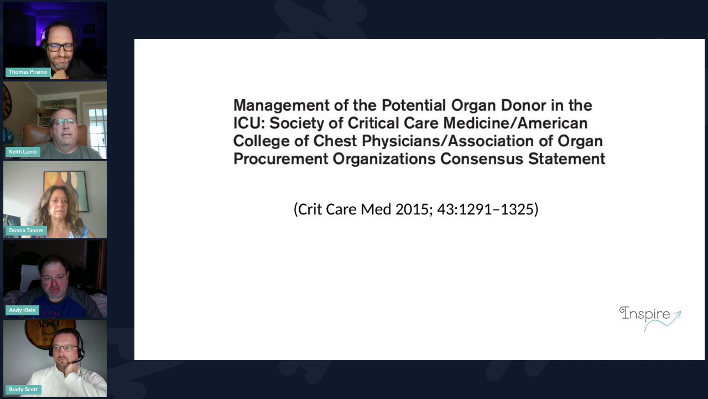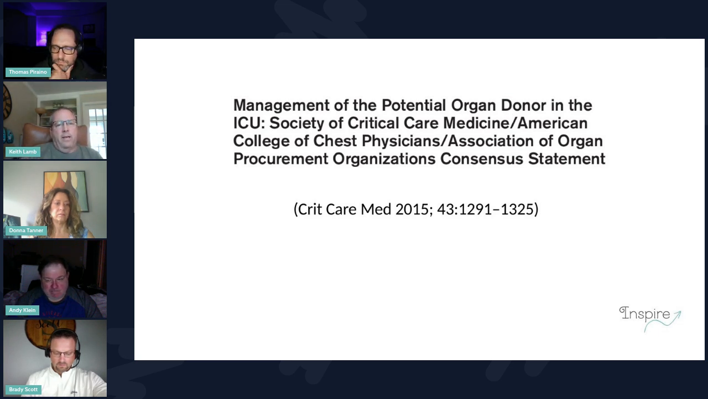This first slide really, this paper was sort of a consensus document that was put together by the Society of Critical Care Medicine, the American College of Chest Physicians, and the Association of Organ Procurement Organizations, who got together and developed this consensus statement. Now, this is a few years old, but when you do the literature review on this topic, there's really nothing that supersedes the information in this document as far as I'm concerned. So that's why we're using this.